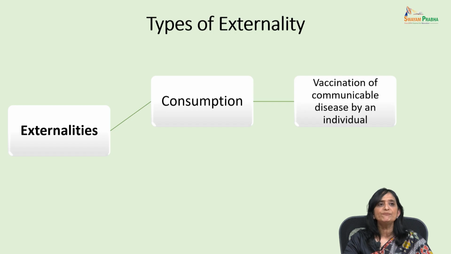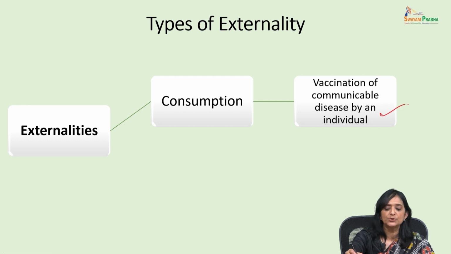An example of a consumption externality is vaccination against a communicable disease by an individual. That is, if an individual is getting vaccinated or immunized against a communicable disease, he or she is stopping the transmission of that disease to other parties. So, that is a consumption externality, a positive consumption externality.